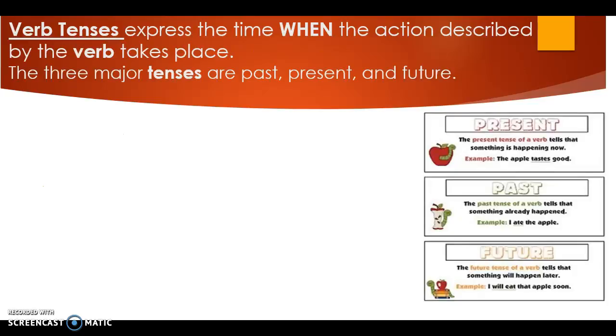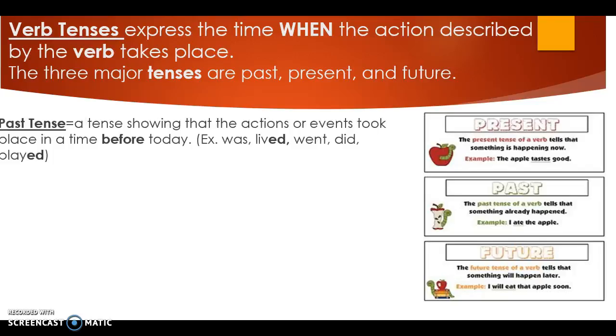Verb tenses help to express the time when an action described by the verb takes place. There are three major tenses that you'll most likely be using in your writing, which are past, present, and future. You can see the little box there that gives you some definitions, but we'll talk about them a little bit more.